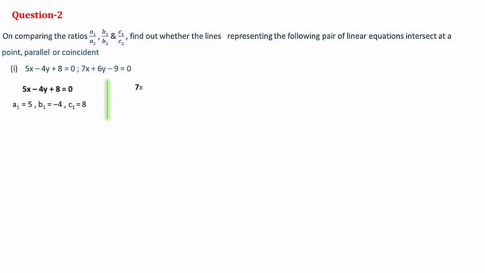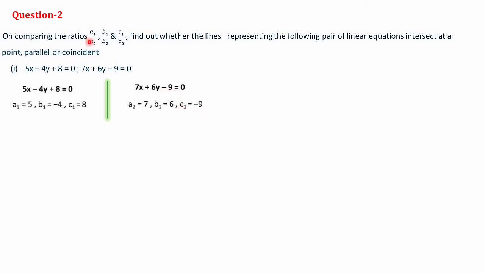Next we can go with the second equation. The second equation is also in the standard form only. All the terms are on the left side. 7x + 6y - 9 = 0. From here let's write a2. a2 is the coefficient of x, that is 7. b2 is the coefficient of y, that is 6. c2 is the constant term, that is -9. Don't forget to take the negative sign here. So c2 is -9.